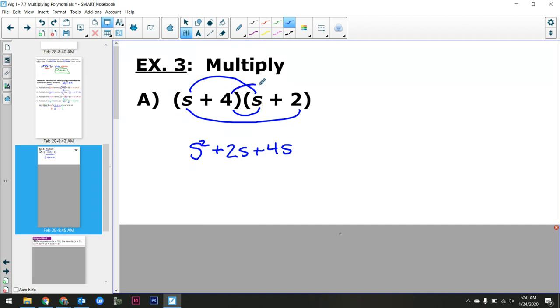Last, I'm going to make that last one. 4 times 2 is 8. S squared plus 6s plus 8. And there's my answer. Okay, just combine the like terms to get my 6s in there.